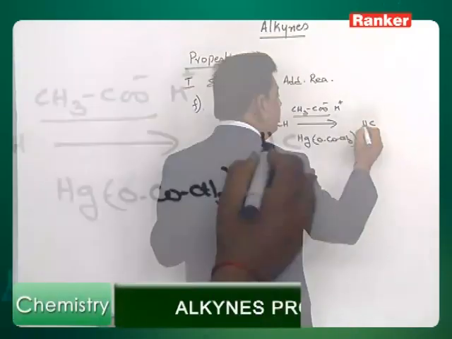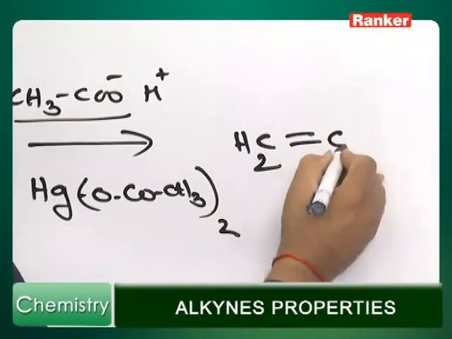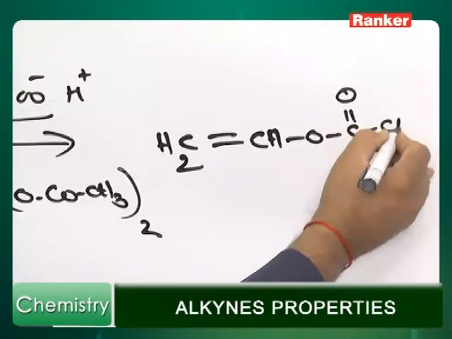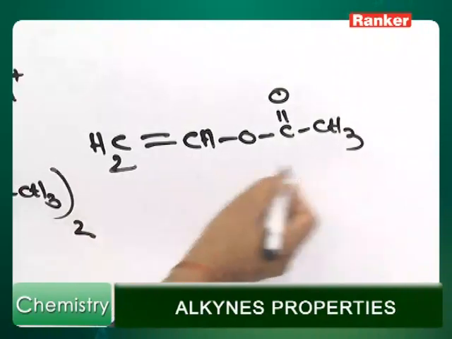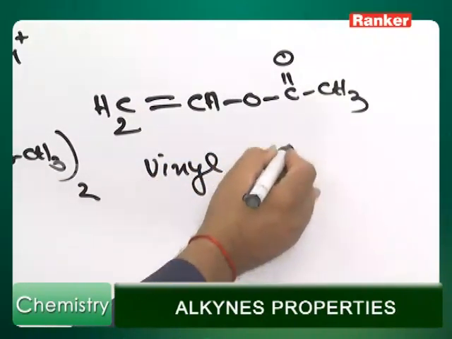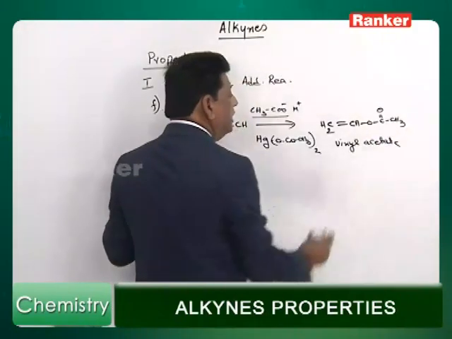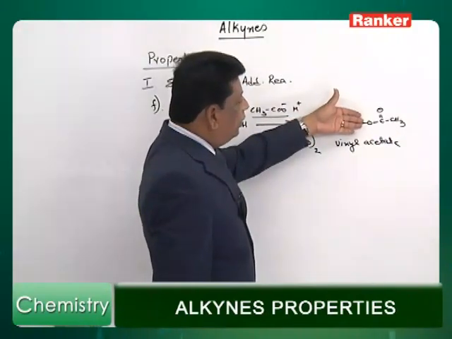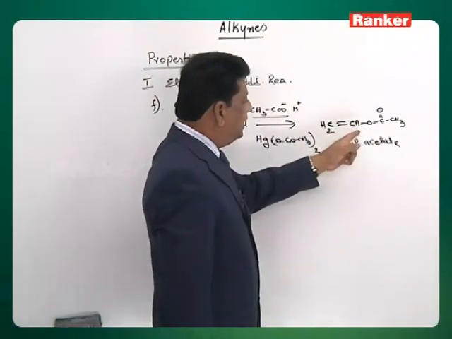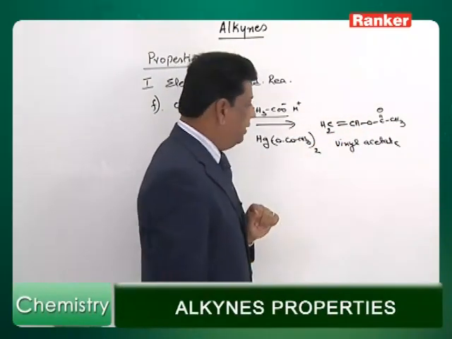So, on one side hydrogen is added, on the other side acetate anion is added, OCOCH3. This is called a vinyl containing acetic acid. So, we call it vinyl acetate, common name however. Systematically named as ethanoic acid containing ethenyl, ethenyl ethanoate will be the systematic name.